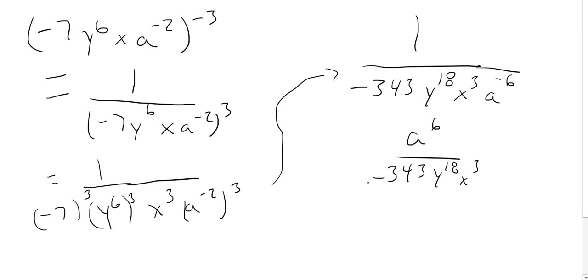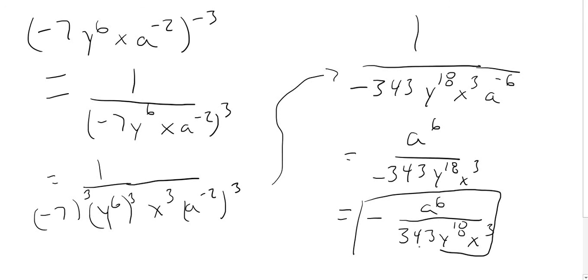And if you want to, you can write the negative out in front. That's what we usually do because we don't like the bottom to be negative. The whole fraction should be negative. It's negative a to the 6th over 343 y to the 18th x cubed. Notice the 343 didn't move. It doesn't have a negative exponent. It was a negative number. And a positive divided by a negative is a negative fraction. That's the only reason the negative's changing over here. It's not really moving at all.